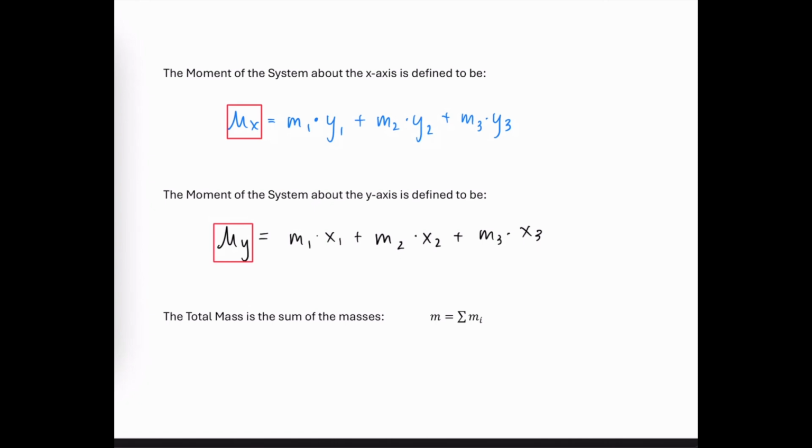Now, in order to get the center of mass, we'll need to first determine the total mass of the system, and the total mass of the system is simply going to be the sum of each of those individual masses, which can be expressed using summation notation like this.